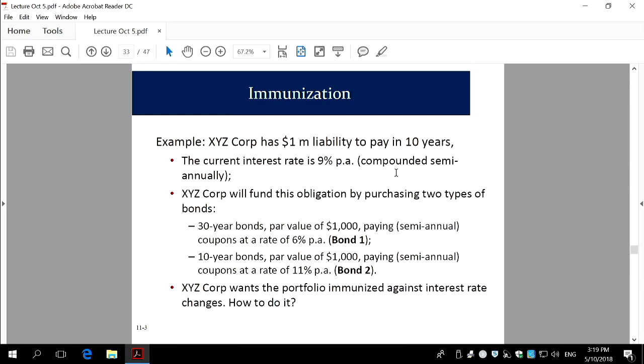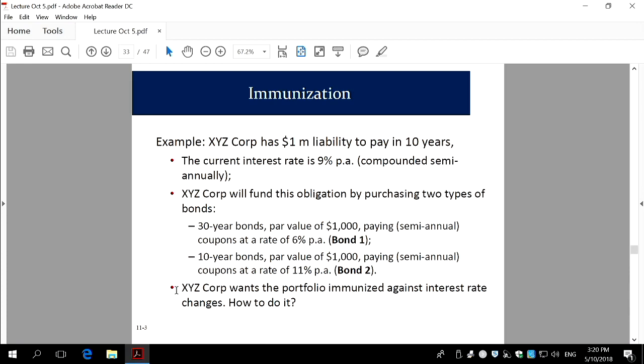Let me use an example to show this. Suppose this institution is called XYZ Corporation. This is the liability side. It has 1 million liability to pay in 10 years, and the current interest rate is given and compounded semi-annually. And what about the asset side? The asset side will have two bonds, 30-year coupon bonds and 10-year coupon bonds. They have different coupon rates. Let's call them bond 1 and bond 2.